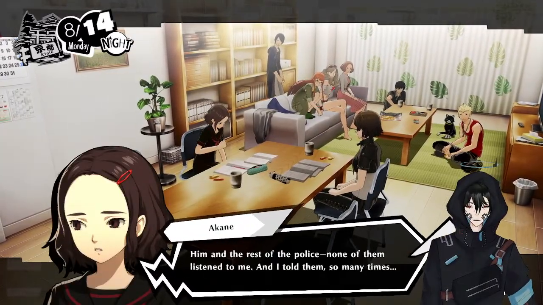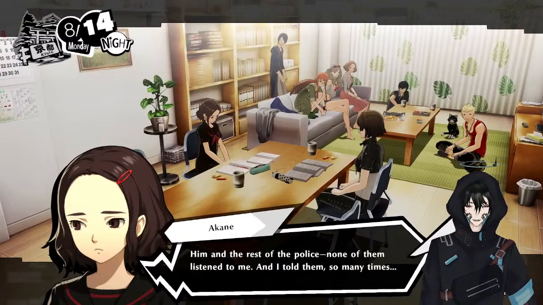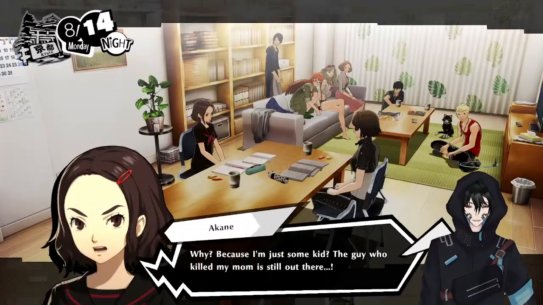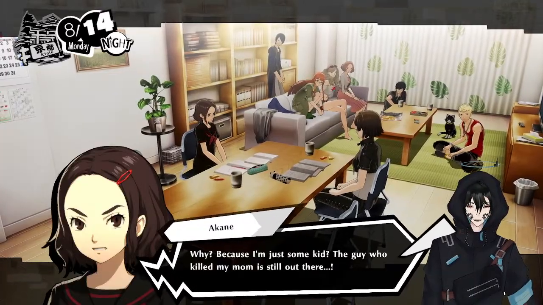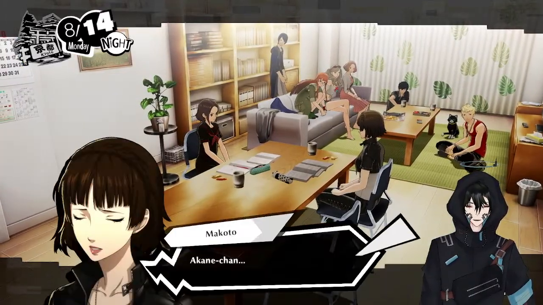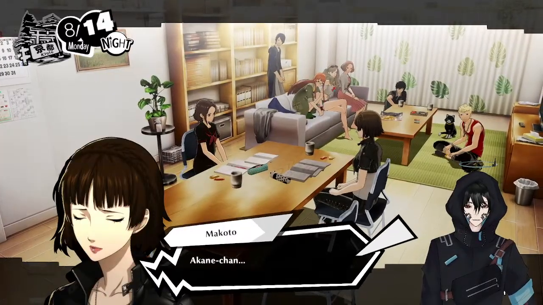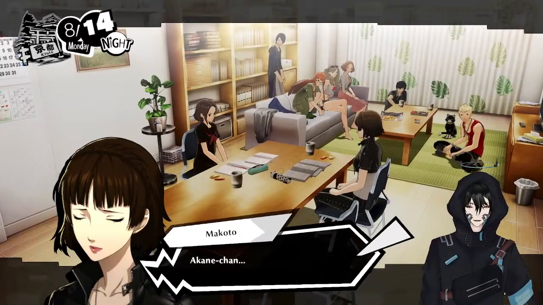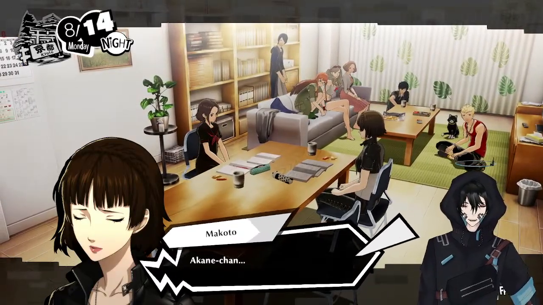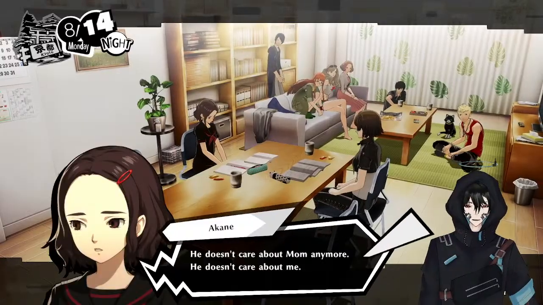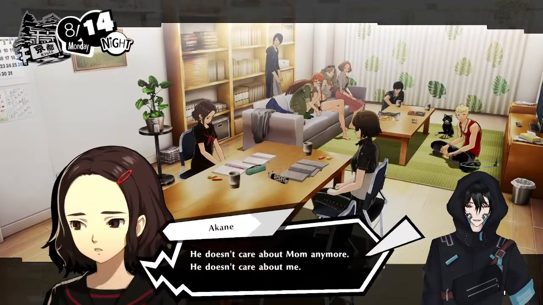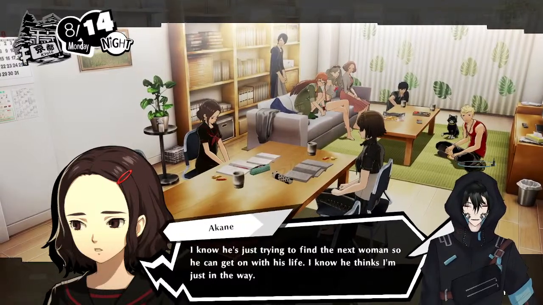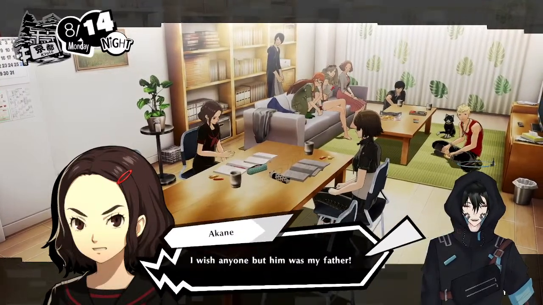But she gave up on it too. And the rest of the police. None of them listened to me. I told them so many times. Because I'm just some kid. My guy who killed my mom is still out there. God. No, I think it's more like he had a secretary, right? He was rich enough to corrupt the police and say, oh, either you shut this case down or you are all gone. Doesn't care about mom nor me. I know he's just trying to find the next woman. So he can get on with his life. I think I'm just in my way.